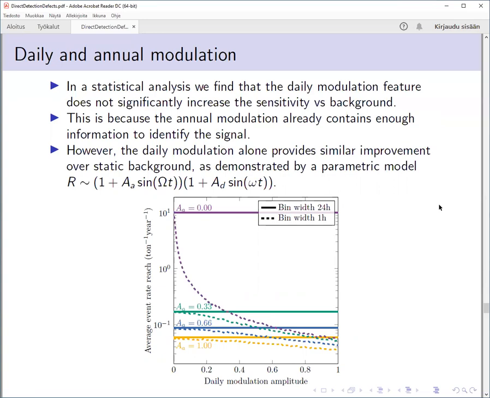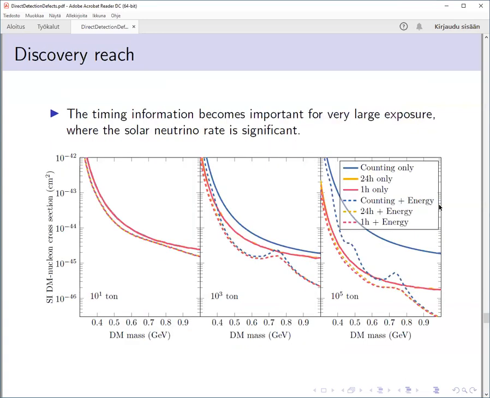So here it means that basically you can use the daily modulation to double check if you already have a signal with annual modulation, but it doesn't really help in the statistical analysis to separate the signal from the neutrino background more than the annual modulation already does. So this is kind of what this plot shows here.